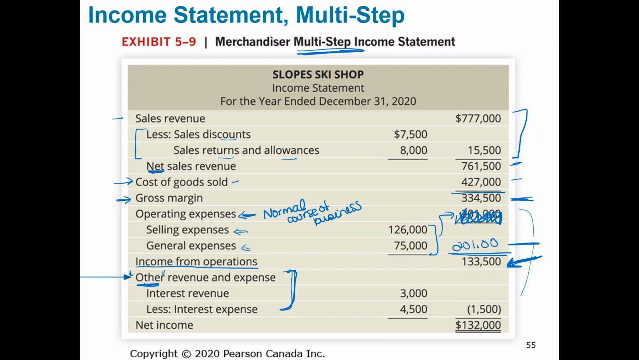So we take our income from operations. Here we had more expenses in other than we did revenues, so we're subtracting that, and we end up getting to net income.